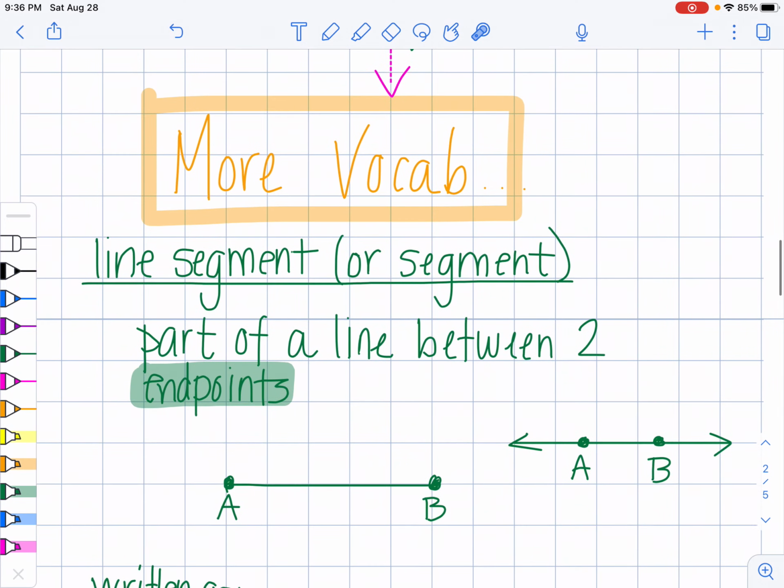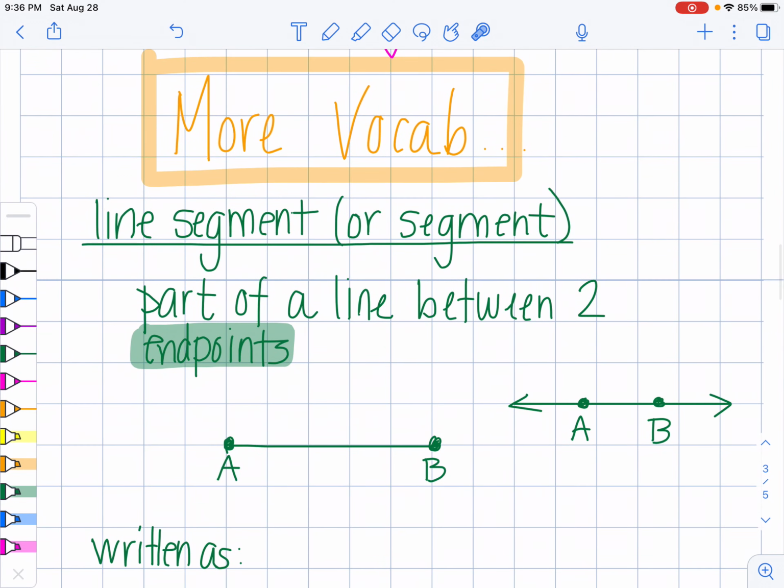Okay, we got more vocabulary still. Lots of vocabulary in geometry. The next thing that we need to talk about is a line segment, or just a segment. And I like to think of it as just part of a line. So if I'm looking here at line AB, a line segment, I'm just going to focus on this part of my line. Basically, you can think of it as cutting off the ends of your line and you're just looking at it. So a line segment is going to have a start.